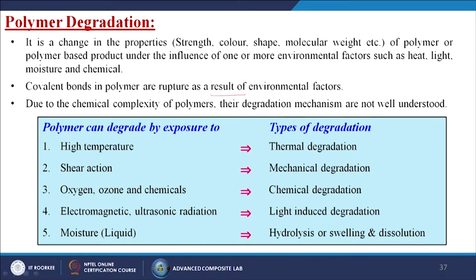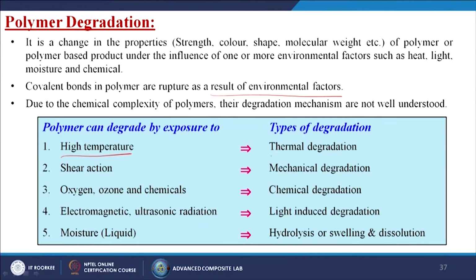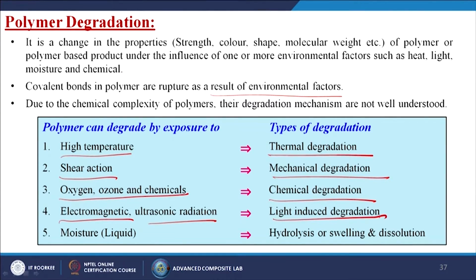Covalent bonds in polymers are ruptured as a result of environmental factors. Due to the chemical complexity of polymers, their degradation mechanisms are not well understood; research is still going on. Polymers can degrade by exposure to high temperature, where thermal degradation will take place. If it is under shear action, mechanical degradation will take place. If it is exposed to oxygen, ozone and chemicals, chemical degradation will take place. Under electromagnetic or ultrasonic radiation, light-induced degradation will take place, and if it is open to moisture or liquid, hydrolysis, swelling or dissolution will take place.